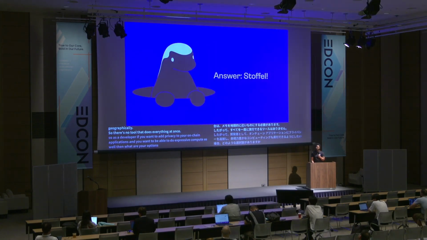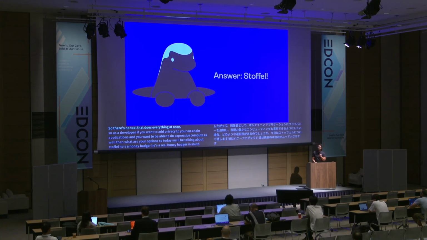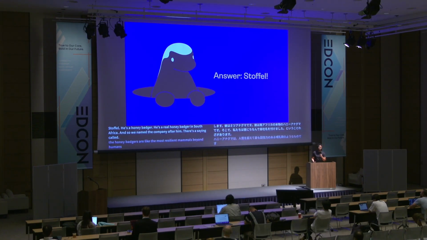So today we'll be talking about Stoffel. He's a honey badger. He's a real honey badger in South Africa, and so we named the company after him. There's a saying that honey badgers are the most resilient mammals. Beyond humans, they have very few natural predators, and so we named our MPC framework after Stoffel.